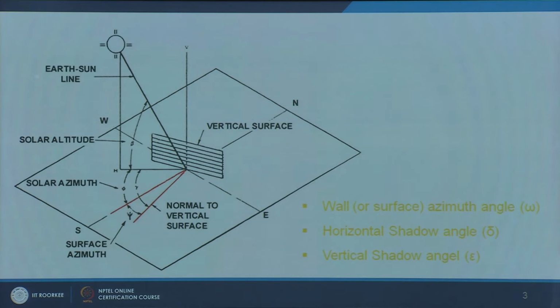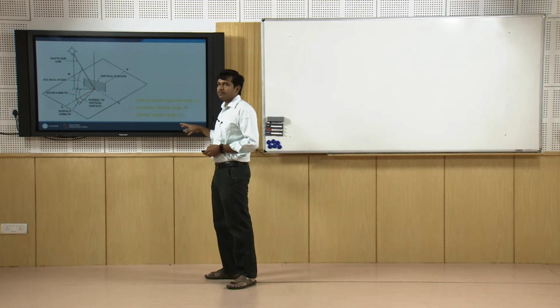Apart from altitude and azimuth angle, which determine the position of the sun in 2 dimensions, we also need to remember something called wall azimuth. We saw in the previous module, it is nothing but the orientation of the wall. It can be with reference to the north or from the south. We also have to remember horizontal shadow angle and vertical shadow angle. Horizontal shadow angle determines the efficiency of a vertical shading system, and vertical shadow angle determines the efficiency of a horizontal shading system. So these three parameters, the angles, have to be kept in mind.